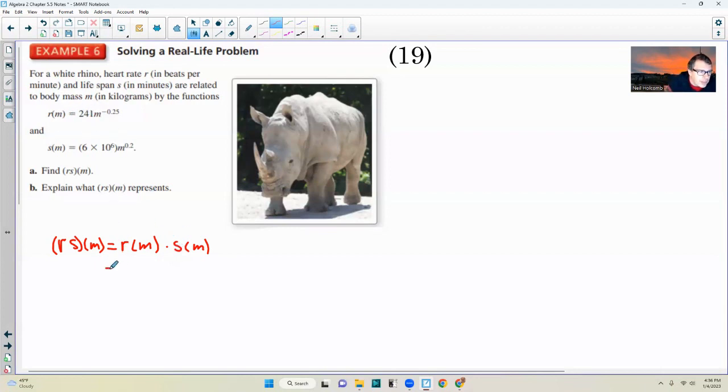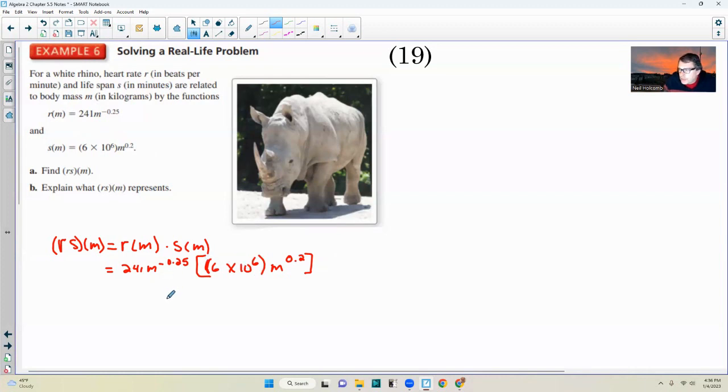So R of M is equal to 241 M to the negative 0.25. And I'm going to take that and multiply it by S of M, which is 6 times 10 to the 6. Okay, that's scientific notation. That's the only time we use an X now with multiplication. That's 6 times 10 to the 6, times M to the 0.2 in a bracket like so. Okay, so that is R of M times S of M.